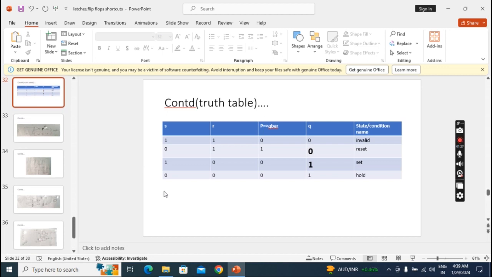So when we compare NAND and NOR latches, when we apply 0, 0 in NOR, it becomes hold, but in NAND it will become invalid. And here when we apply 1, 1, NOR becomes invalid, but NAND becomes hold. And when we apply S equal to 0, NAND becomes set, but NOR becomes reset. And NAND becomes reset when we apply S equal to 1, but NOR becomes set. So these we have to observe. Okay, right.